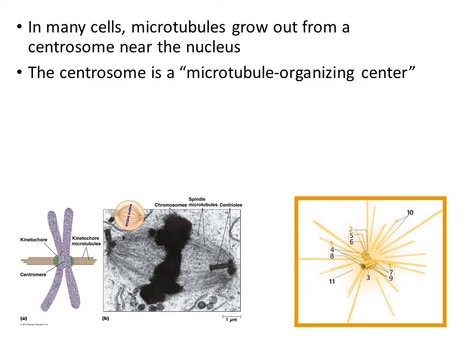In many cells, microtubules grow out from a centrosome. The centrosome is nothing more than a microtubule organizing center, or you can say it produces spindle fibers. So the centrosome is going to replicate and move to opposite poles of the cell during mitosis. Then this microtubule-organizing center is going to produce microtubules that are going to eventually attach to the replicated chromosome. Once attached, it will move the chromosome.